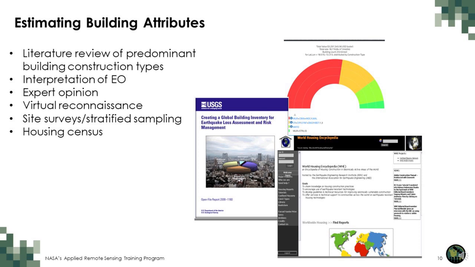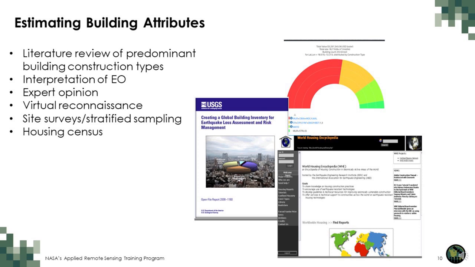We start with a literature review of the predominant building construction types for a country. Sometimes there are reports specifically for this type of application that have been written, just going to Google Scholar or the World Housing Encyclopedia from EERI is a great resource for this. USGS PAGER has sort of a first guess for the entire world. Interpretation of EO data right off the bat, taking a look at what the development patterns are, how those look by different types of land use that you can see in high-resolution satellite data, for example.